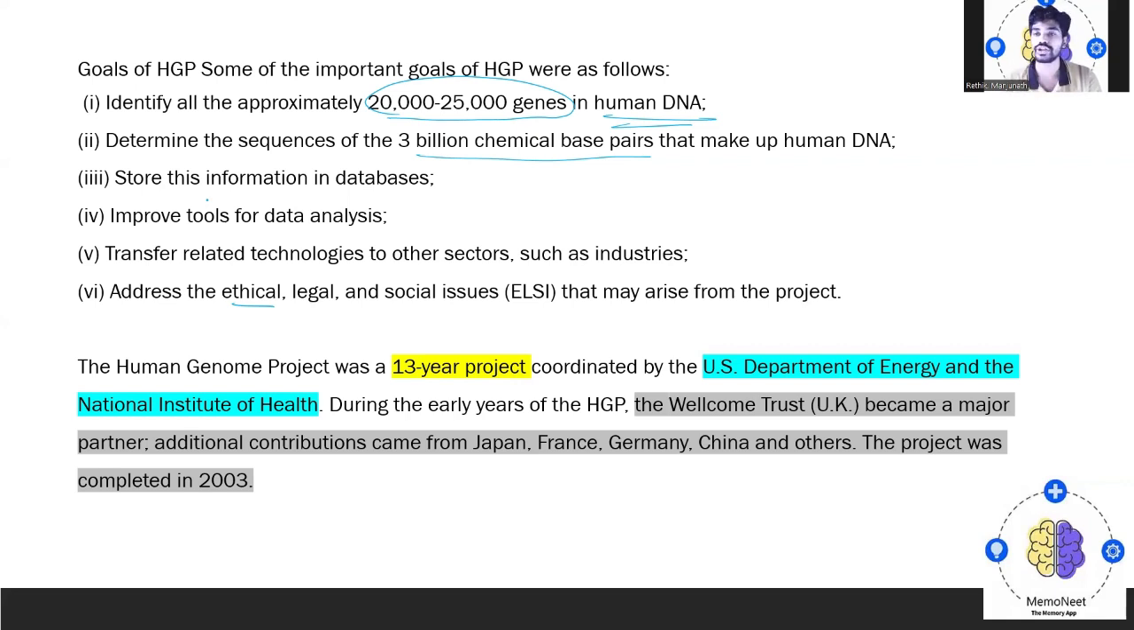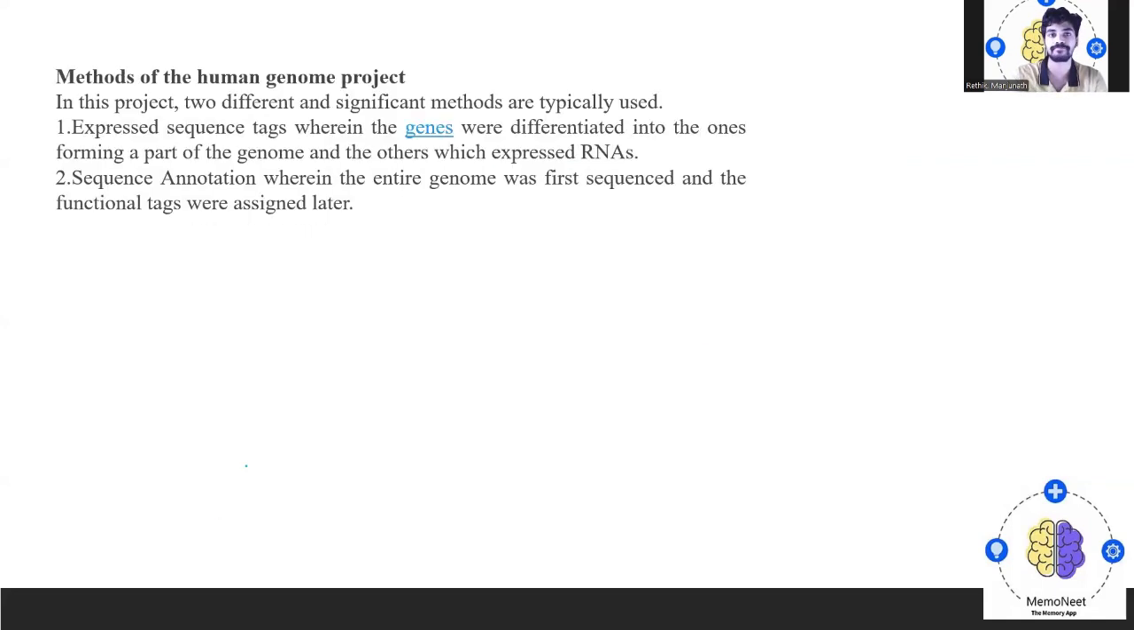So how many years did the project take? Approximately 13 years, and it was coordinated by the US Department of Energy and the National Institutes of Health. During the initial years of this project, the Wellcome Trust, which is in the UK, became a major partner, and additional contributions came from Japan, France, Germany, China, and other countries also. The project got completed in 2003, which is there in your textbook.